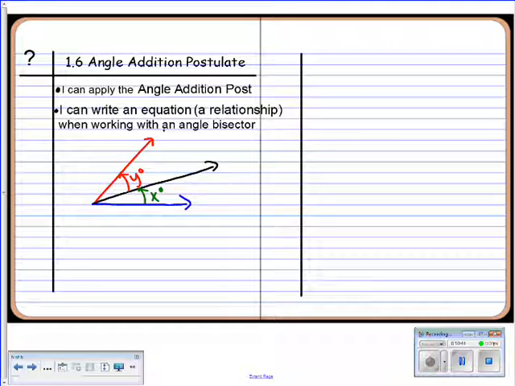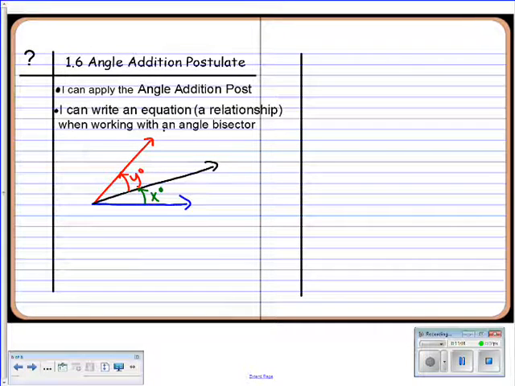Okay, 1.6, let's take a look at this. We have a couple of I can statements on your student learn map. I can apply the angle addition postulate, which we're going to work with up front first, and then I can write an equation or relationship when working with an angle bisector. Let's start with this idea of angle addition.